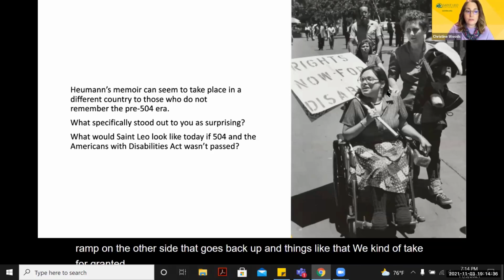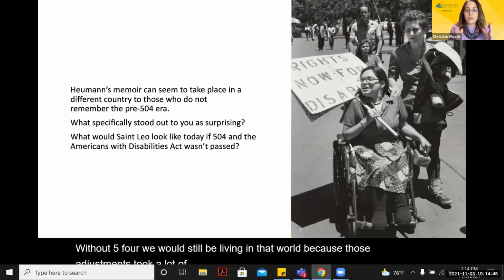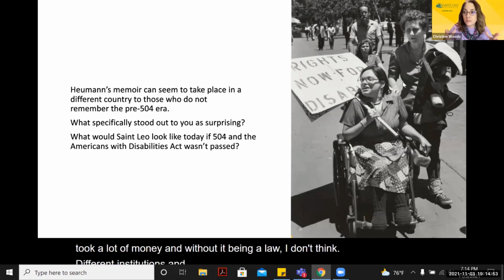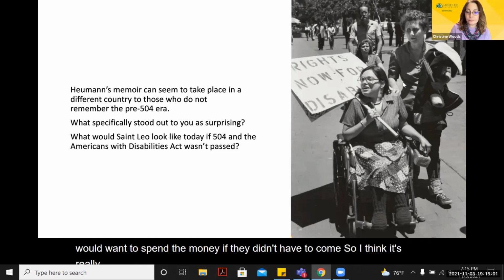I think without 504, we would still be living in that world, because those adjustments took a lot of money. And without it being a law, I don't think different institutions, businesses and places would want to spend the money if they didn't have to. So I think it's really a good thing that we have that now.